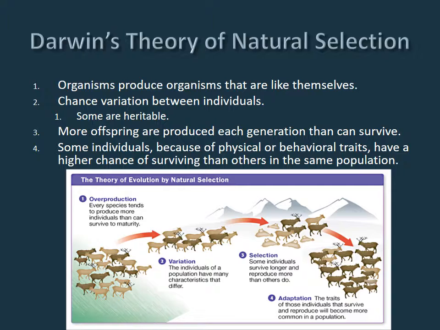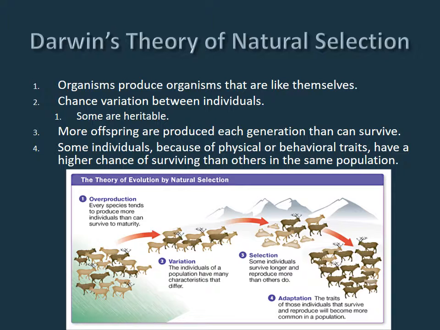And that there's a chance variation between individuals, and that some of these variations are heritable. So within any population, you might get, for example, the deer in these pictures. There's a chance that some are going to be, let's say, darker brown, some lighter brown. And the next step here is that more offspring are produced each generation than can survive.